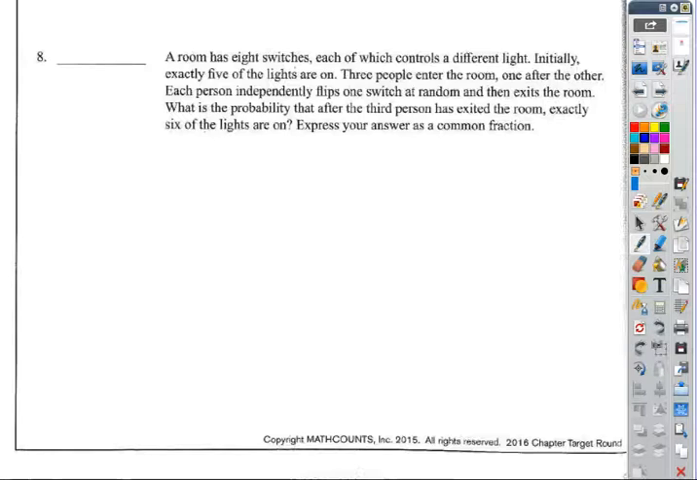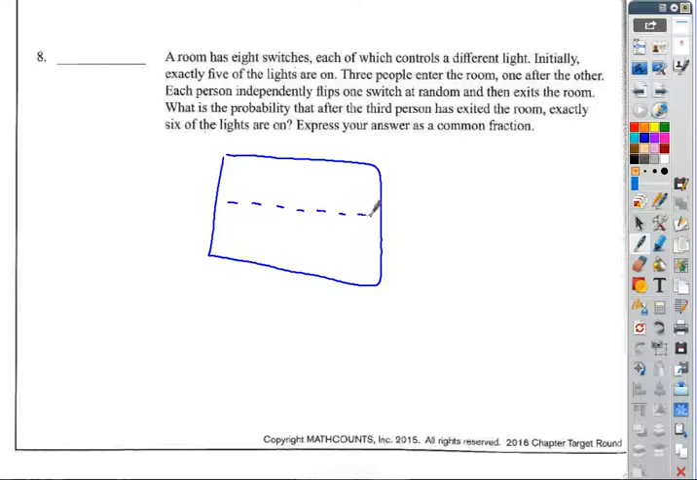Problem number 8 asks us, a room has 8 light switches, each of which controls a different light. All right, so let's draw that out really quickly. Here's the room, and 1, 2, 3, 4, 5, 6, 7, 8 light switches. All right? So, let's keep reading.